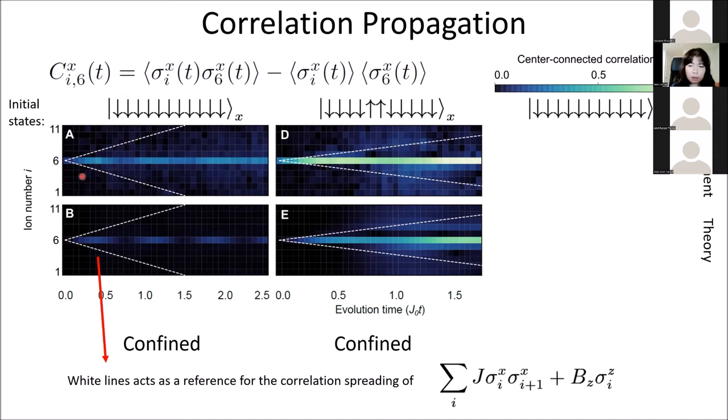On the top you can see the dynamics of the kinetic correlation, with the top as the experiment and the bottom as theory. The white lines serve as a reference line of the nearest neighbor model. So when you just have this Hamiltonian.